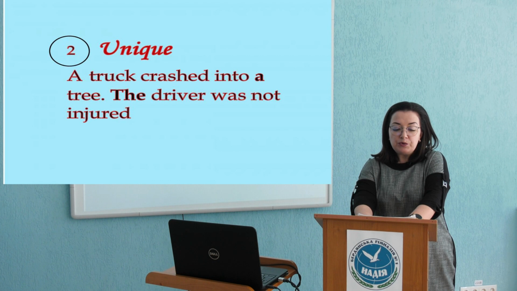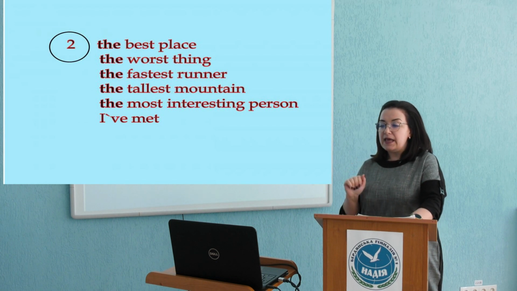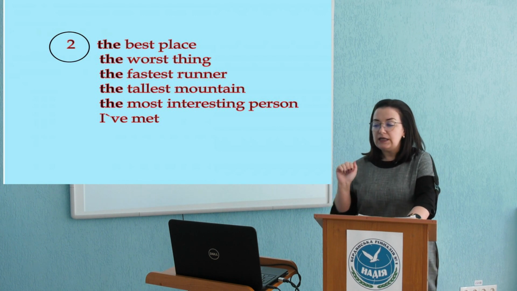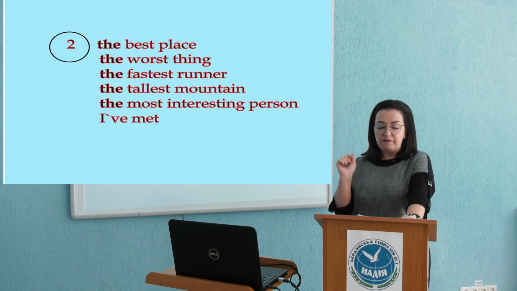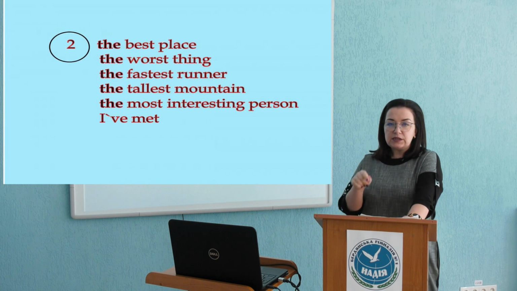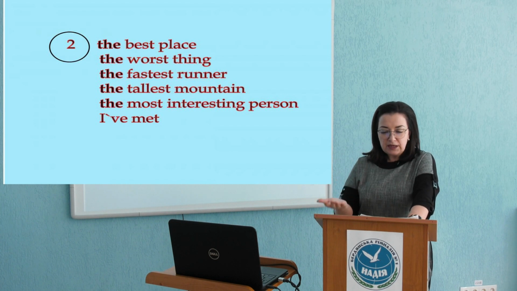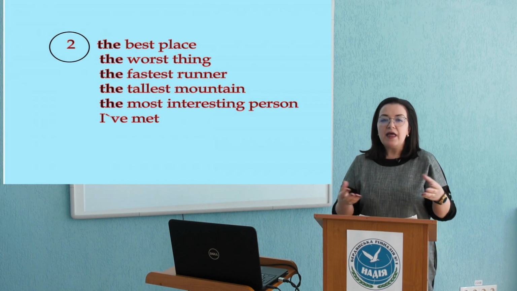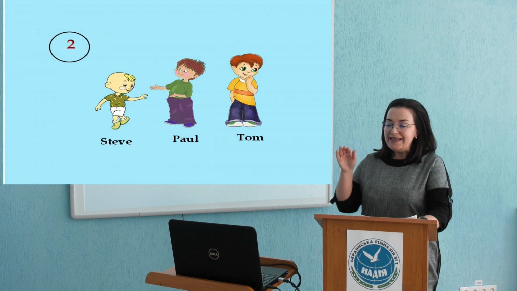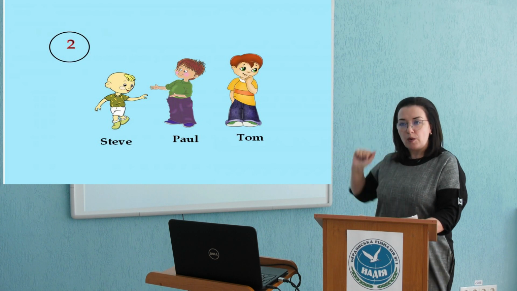When you are using superlative adjectives, like this, for example, the best place, the worst thing, the fastest runner, the tallest mountain, the most interesting person I've met, you need to use the definite article the all the way, because there can be only one person, place, or thing. You see, that can be the fastest, for example, or the most expensive. Look, Paul is taller than Steve, but Tom is the tallest.